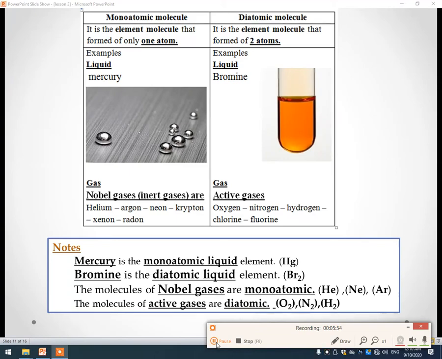You have to know that all the molecules of noble gases are monoatomic molecules, like helium He, neon Ne, argon Ar. And take care too that the molecules of active gases are diatomic. All the molecules of active gases are diatomic, like O2, oxygen, N2, nitrogen, H2, hydrogen.